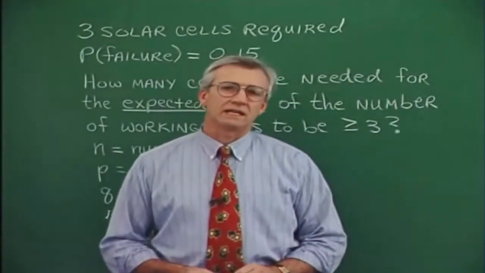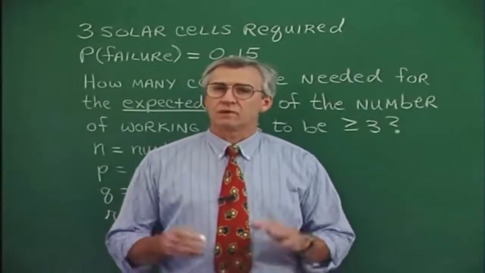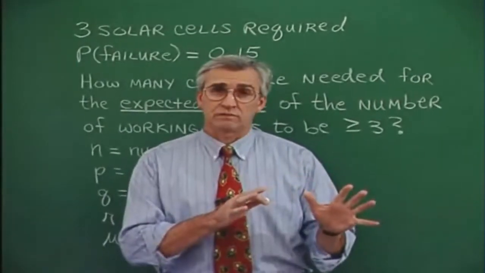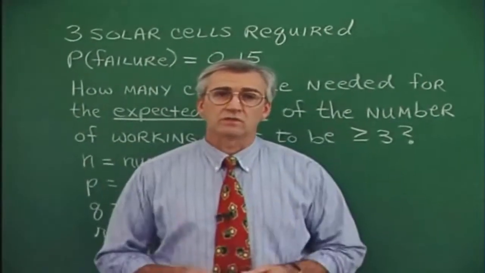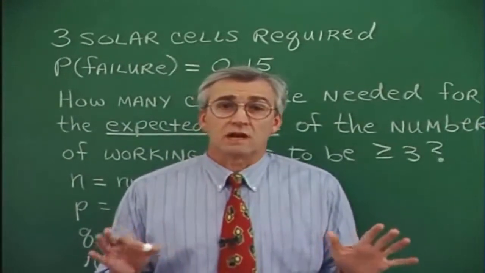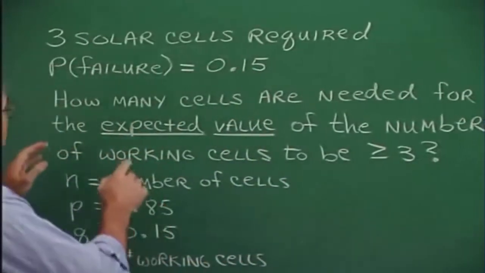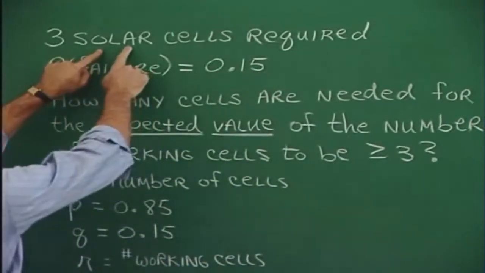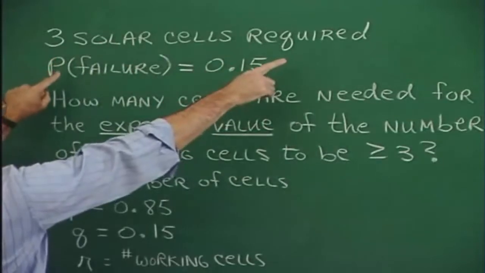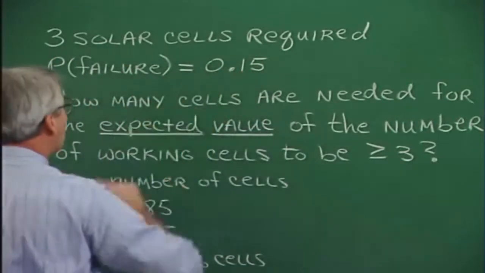Suppose a satellite needs 3 solar cells to operate properly, and suppose the probability of failure for one of those cells, for each one of those cells, is 0.15, and suppose the cells operate independently. Then we're setting up a problem here that we can solve. Now here's the outline of the situation. 3 solar cells are required. The probability of failure for the solar cells for each one of them is 0.15.